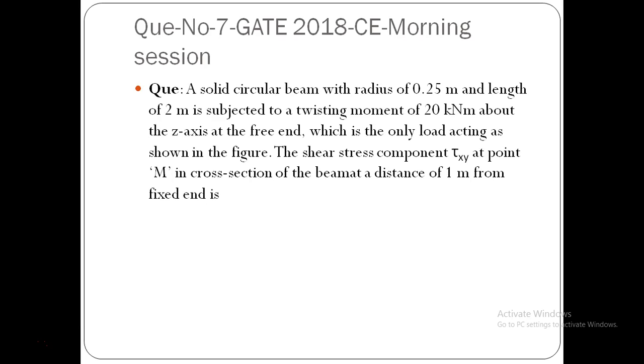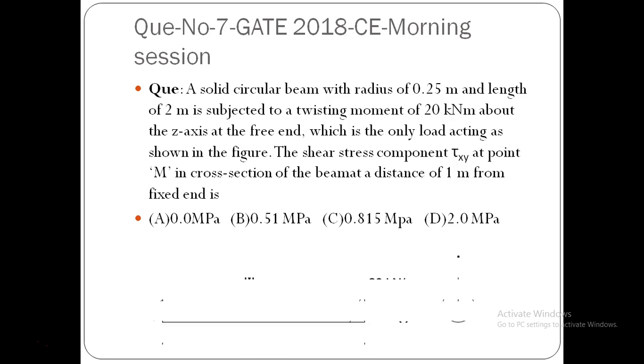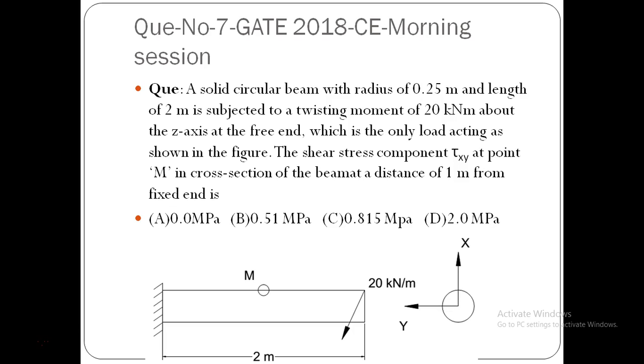Here, question number 7 of grade 2018 Civil Engineering morning session is discussed. Question is, a solid circular beam with radius of 0.25 meter and length of 2 meter is subjected to a twisting moment of 20 kN about the z-axis at the free end, which is the only load acting as shown in the figure. The shear stress component, that is tau xy, at point M in cross section of the beam at a distance of 1 meter from fixed end is to be calculated.